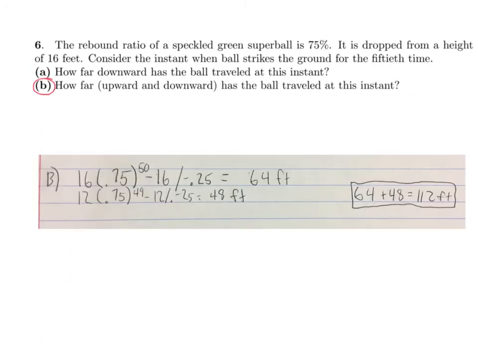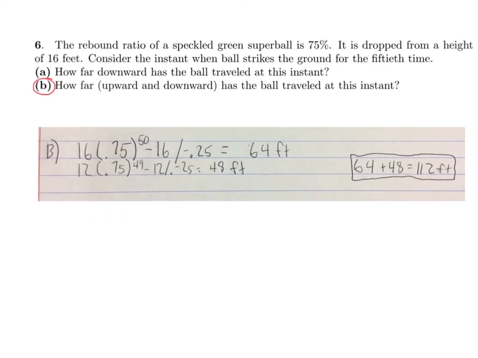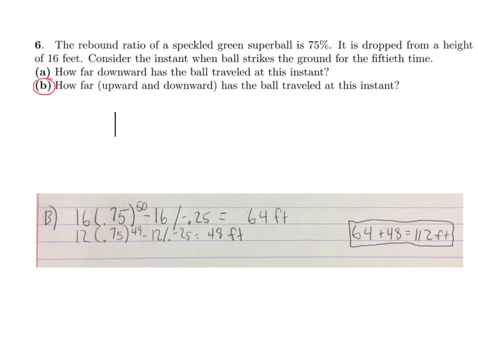Okay, this is number 6. B, the rebound ratio of a speckled green super ball is 75%. It is dropped from a height of 16 feet. Consider the instant when the ball strikes the ground for the 50th time. So what this group did is they were using the equation 16 times 0.75 to the 50th, to represent the 50th time it travels downward.